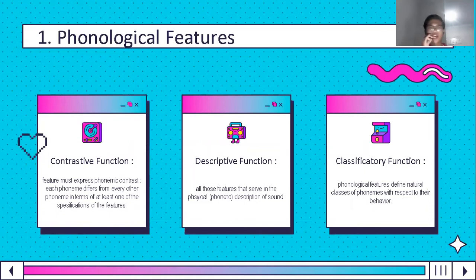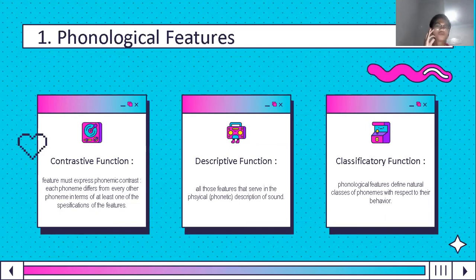The first in phonological features is the contrastive function. What is the contrastive function? Features must express phonemic contrast. Each phoneme differs from every other phoneme in terms of at least one of the specifications of the features. It should be able to characterize all contrasting segments in a human language.